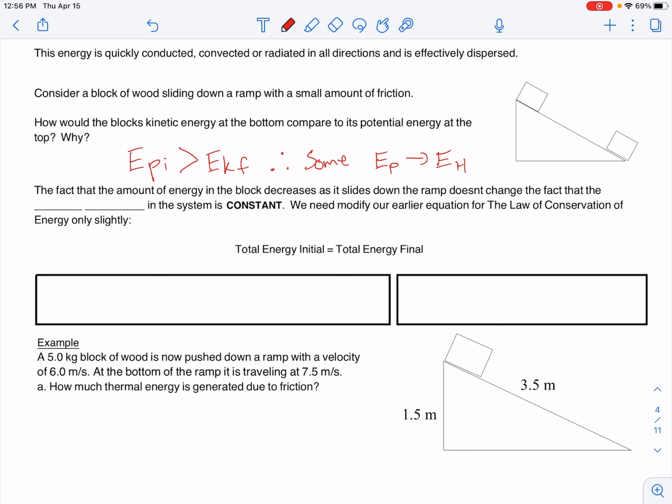So the fact that the amount of energy in the block decreases sliding down the ramp does not disprove the law of conservation of energy. In fact, it just shows that the total energy in the system is constant. It just changes forms.